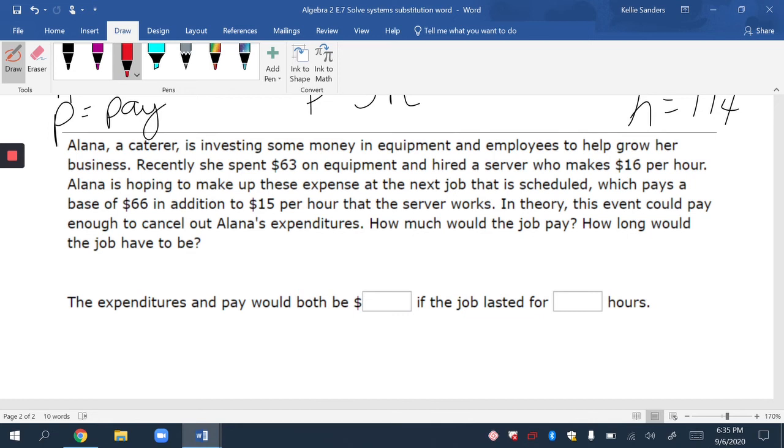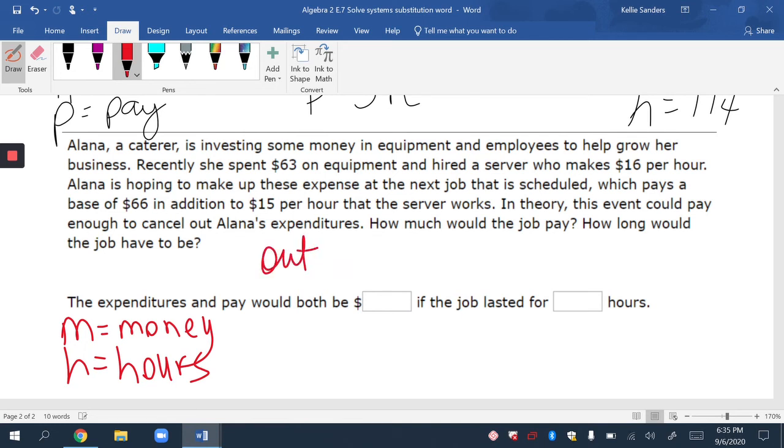So, expenditures and pay. Trying to figure out what would be the... Let's just do M for money, H for hours. Okay, so what is she out? She spent $63 on equipment.